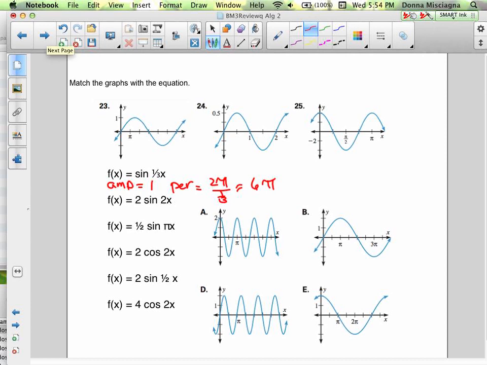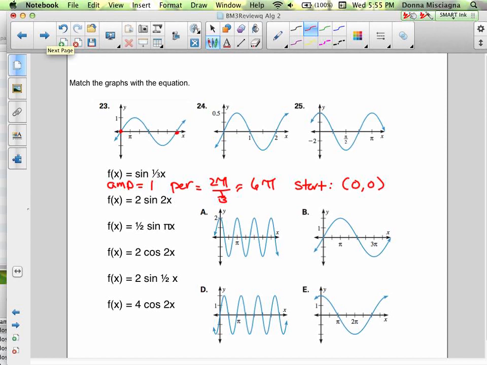Since there's no phase shifts here, the starting value for sine is going to be 0, 0. It starts at its min. So now we're looking for a graph that starts at its min, has an amplitude of 1, and a period of 6 pi. Let's take a look at 23 there. So 1, 2, 3, 4, 5, 6. This takes 6 pi to go from the start to the end.